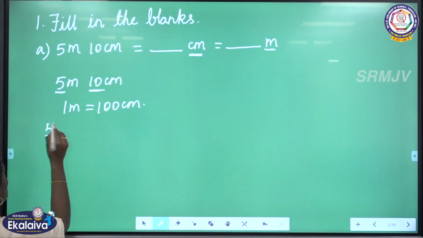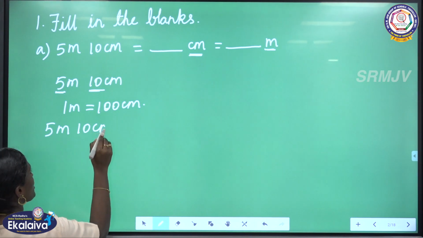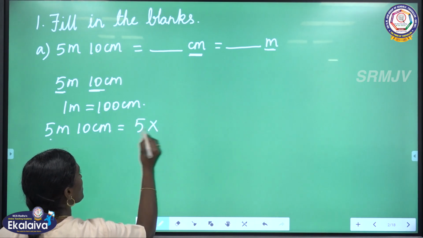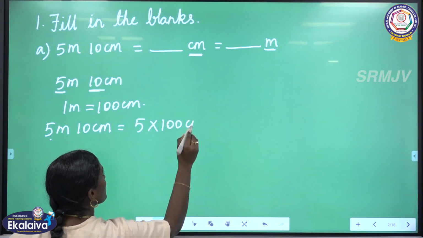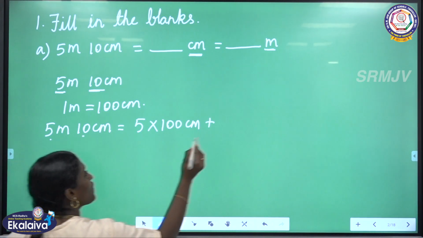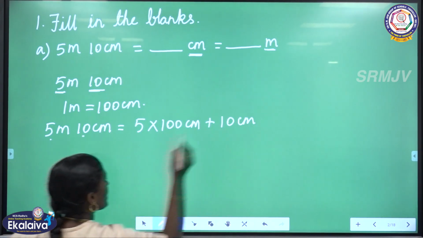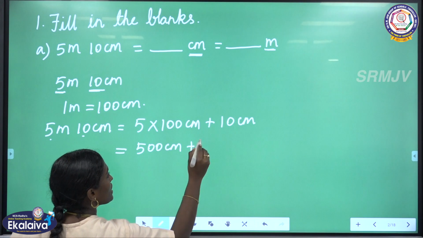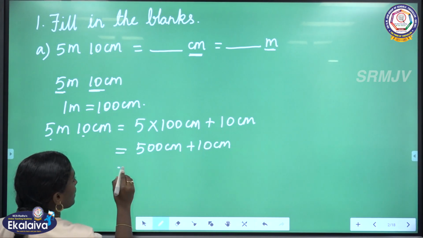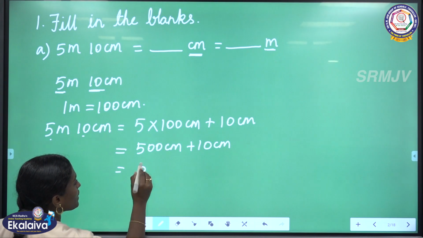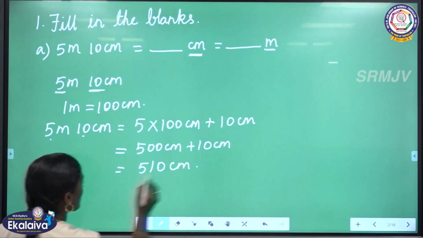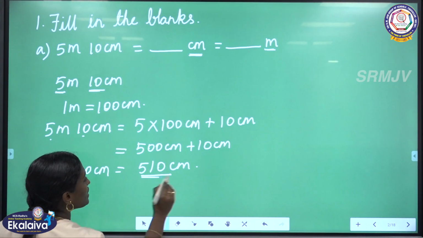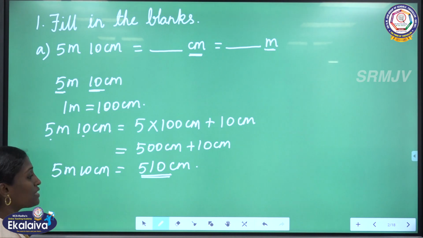Here the given measurement is 5 meter and 10 centimeter. Now we are going to convert 5 meter to centimeter. So we have to use multiplication, 5 into 100 centimeter plus the 10 centimeter we already have. Now 5 into 100, 500 centimeter plus 10 centimeter. Now we have to add 500 plus 10, we will get 510 centimeter. So 5 meter and 10 centimeter is equal to 510 centimeter. We got the answer in centimeter.